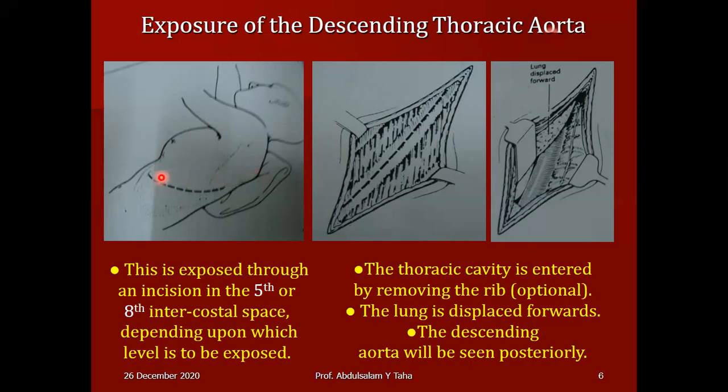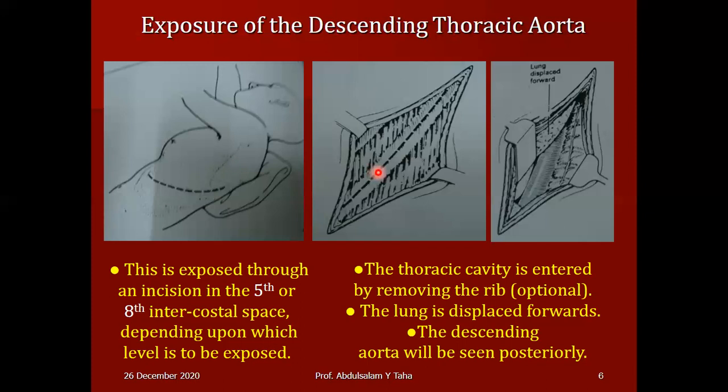The thoracotomy can be made in the 5th intercostal space or in the 8th intercostal space, depending on which part of the descending thoracic aorta is to be isolated or explored. The 5th intercostal space is used for the upper descending thoracic aorta, while the 8th intercostal space is used for the lower descending thoracic aorta. Rib removal or rib resection is optional, okay?